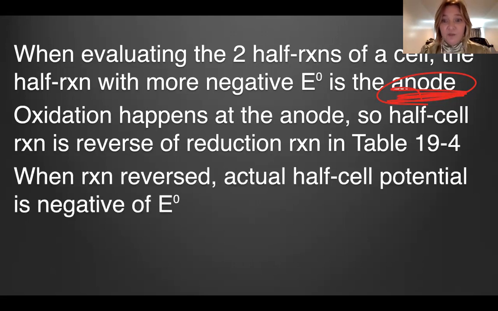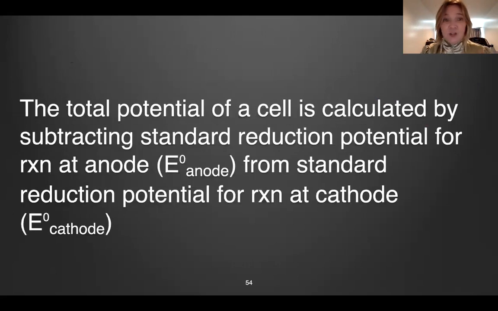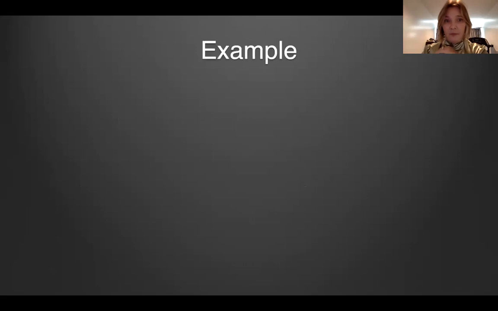When the reaction is reversed, the actual half cell potential is the negative value of E0. The total potential of a cell is calculated by subtracting the standard reduction potential for the anode from the cathode. That's what I said before. E0 cell equals E0 cathode minus E0 anode.